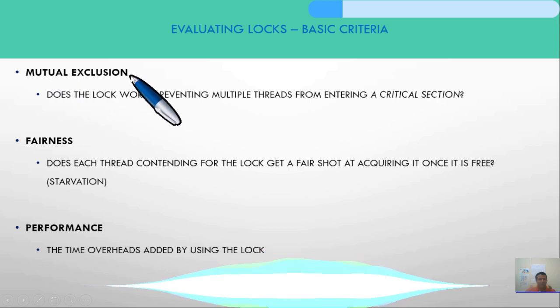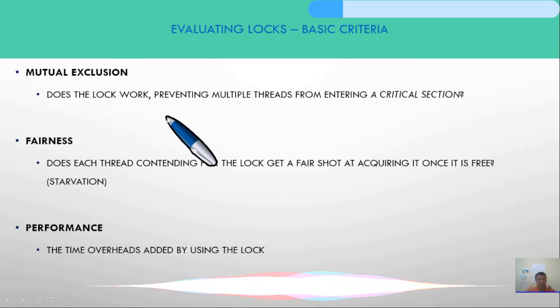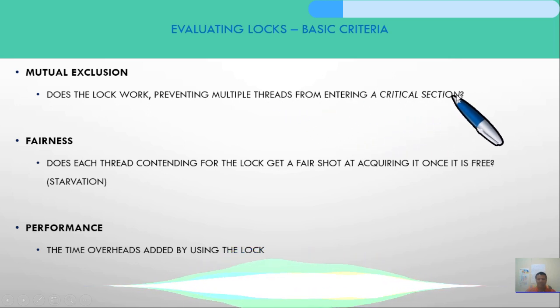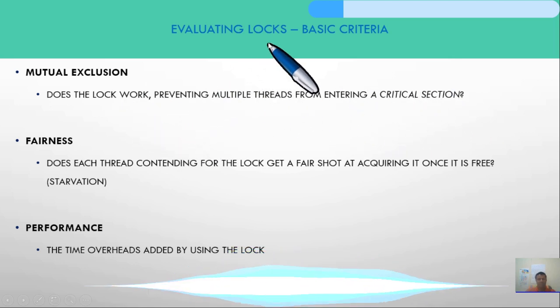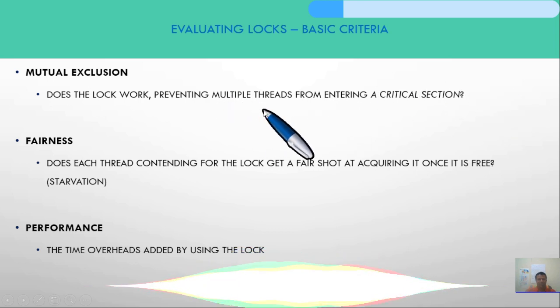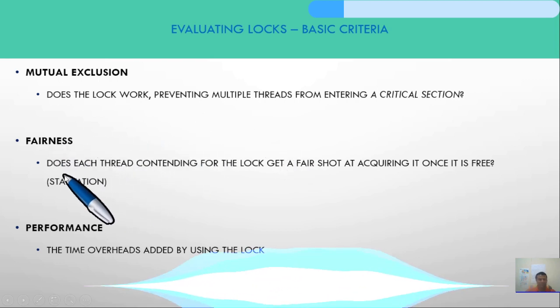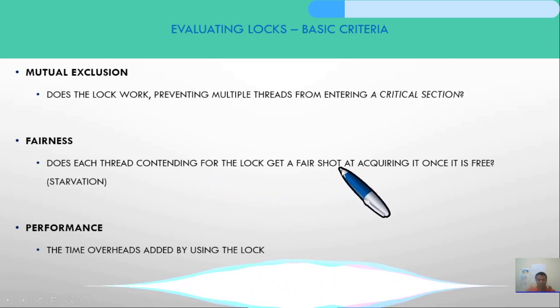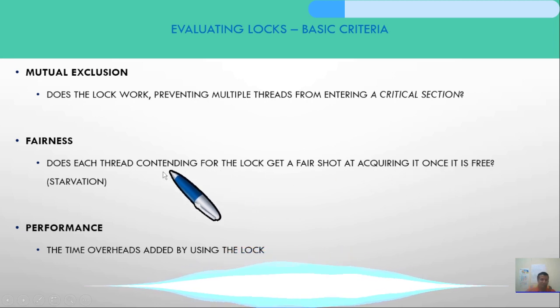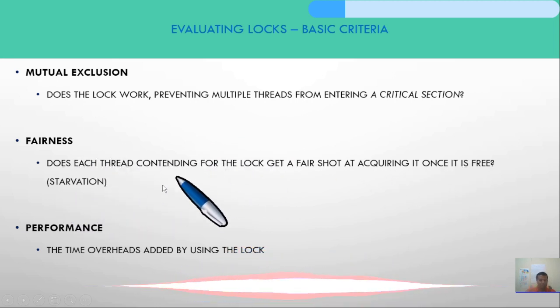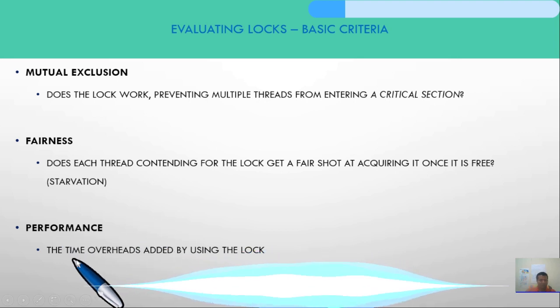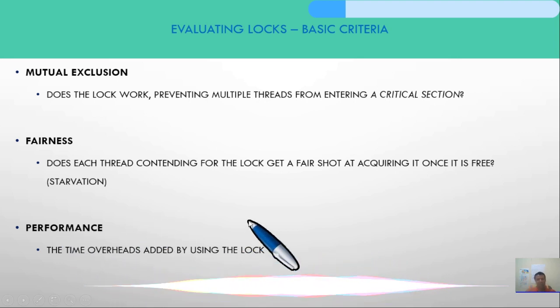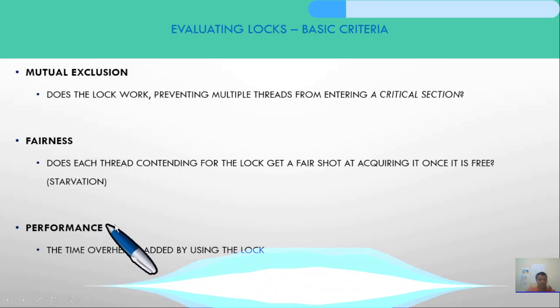The first one, mutual exclusion: does the lock work, preventing multiple threads from entering a critical section? This is a basic question the lock should answer. While one thread is running in the shared memory, no other thread is allowed to enter. Fairness: does each thread contending for the lock get a fair shot at acquiring it once it is free? This also avoids the starvation problem. And the third one is performance, the time overhead added by using the lock. So these are the three points: mutual exclusion, fairness, and performance.